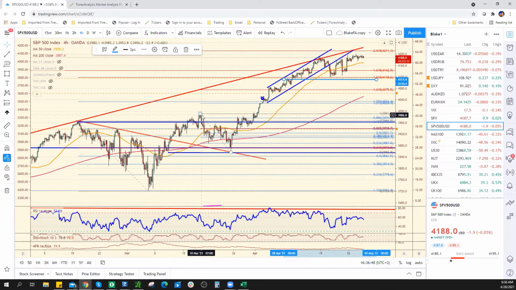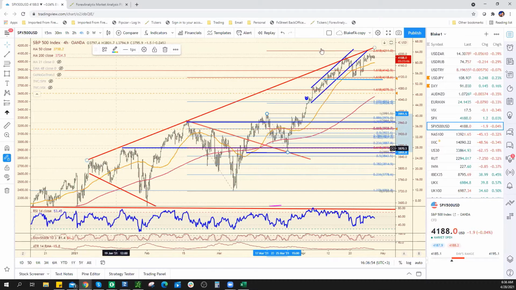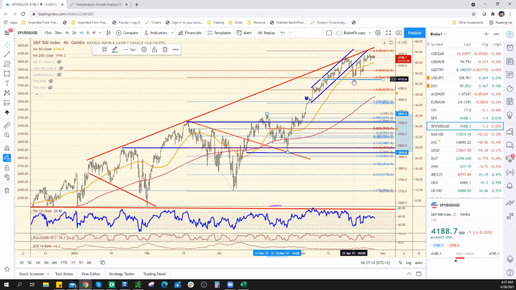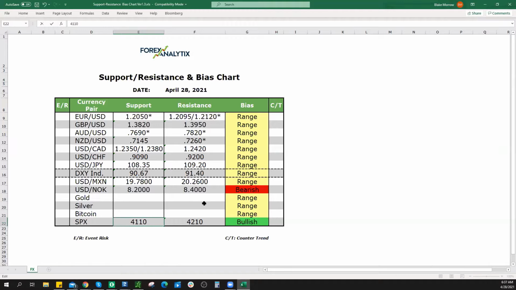42.10 is the 261% extension of this last leg that moved lower. It's also near the top of this megaphone pattern, so that comes in at 42.11 or 42.10. And while we're above 41.10, which is right here, that is key. You have to stay bullish while we're above that level. I don't think there are any ifs, ands, or buts right now. Okay.